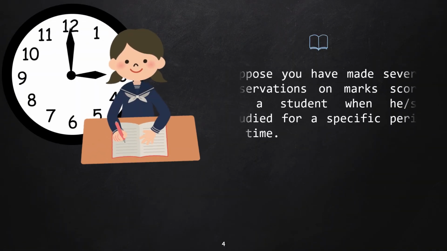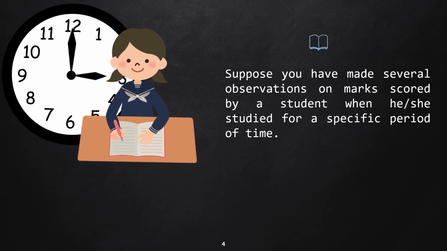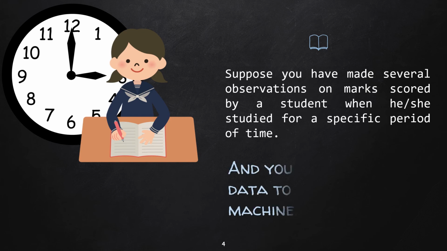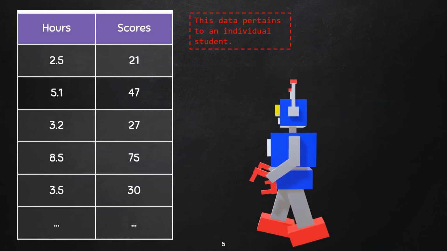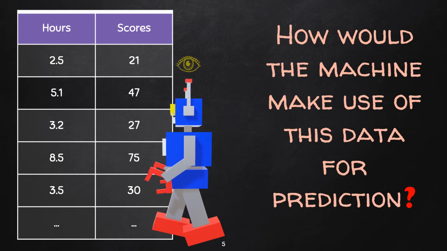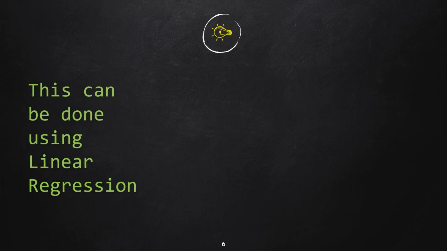Suppose you have made several observations on marks scored by a student when he or she studied for a specific period of time, and you show this data to your machine. How would the machine make use of this data for prediction? This can be done using linear regression.